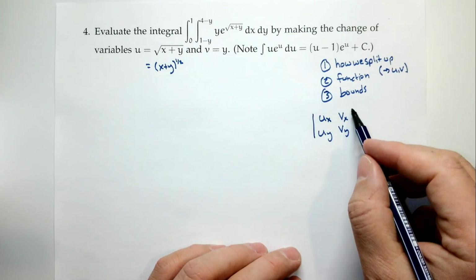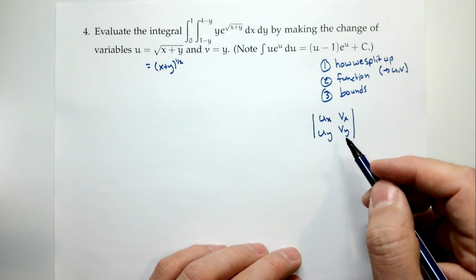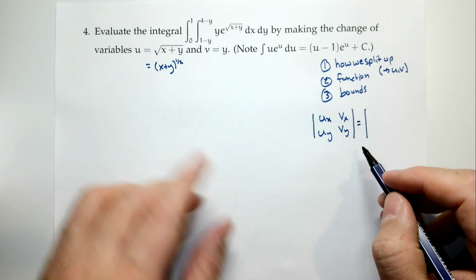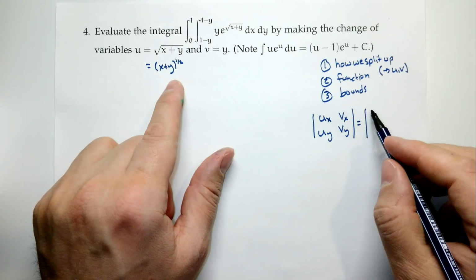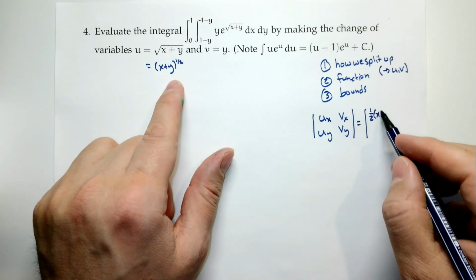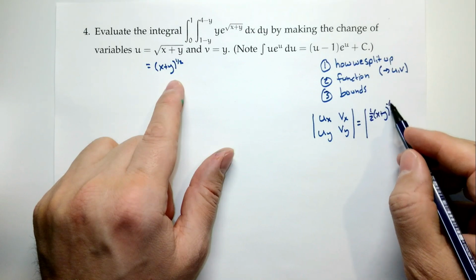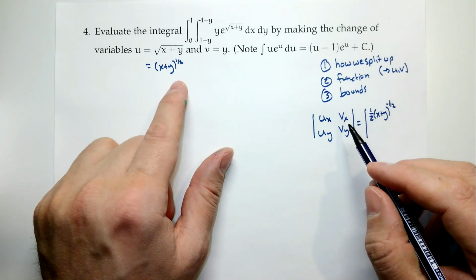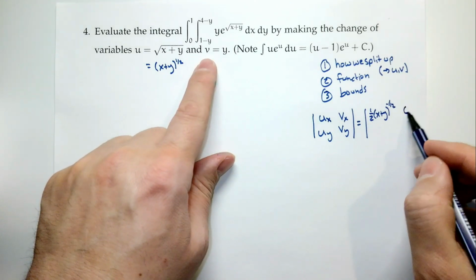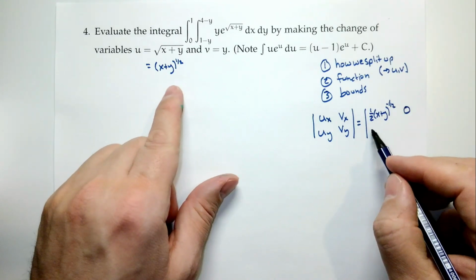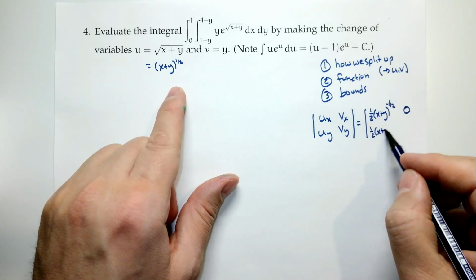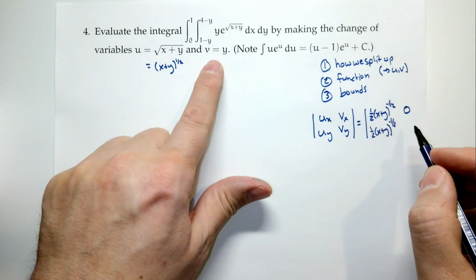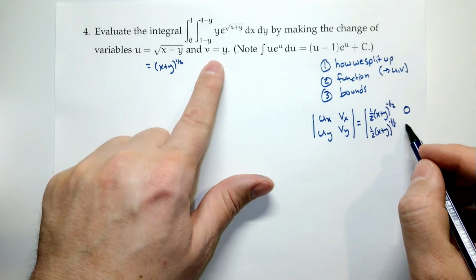So this is going to be a function of x and y. So let's figure out what these partial derivatives are. U sub x would be 1/2 x plus y to the minus 1/2. And then v sub x will be 0. U sub y, 1/2 x plus y to the minus 1/2. And v sub y will be 1.